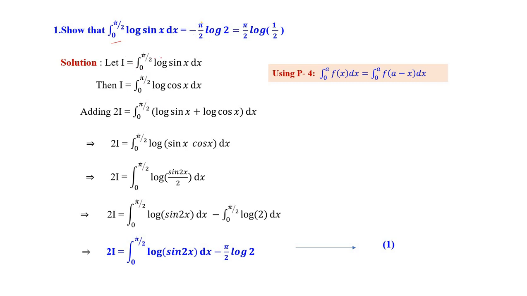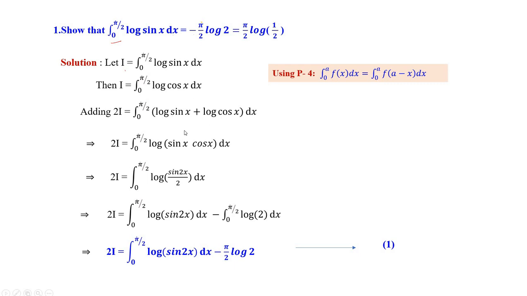That is, integral 0 to pi by 2 log sin x dx is taken as I, and the same I can also be written using P4. You can write like this. Then adding the two, the integrand becomes logarithm of sin x plus logarithm of cos x.